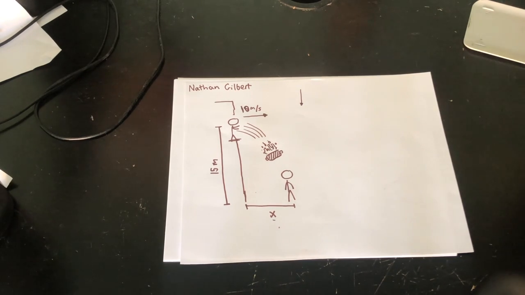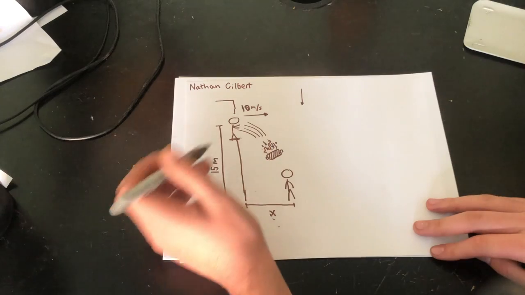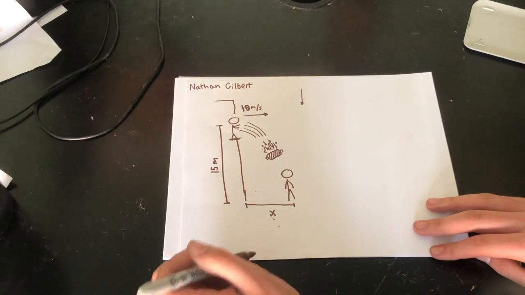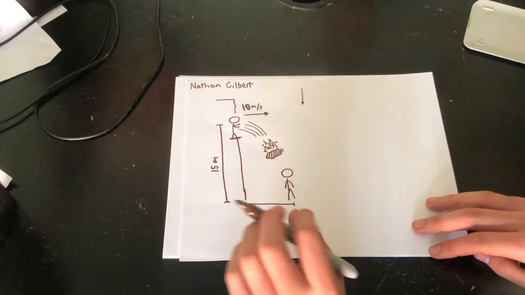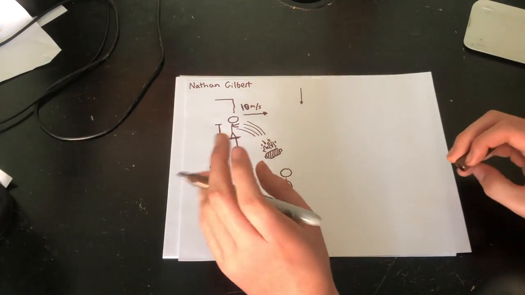get hit. So my question is, assuming that the chamber pot is being thrown from 15 meters off the ground and at a speed of 10 meters per second, how far away is the man standing so that he will be hit by the chamber pot? You want to remember that there are two vectors going on here.